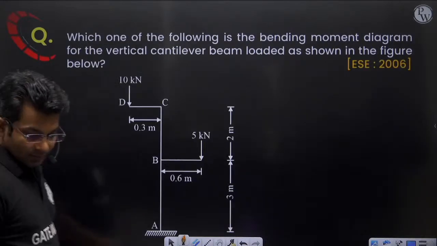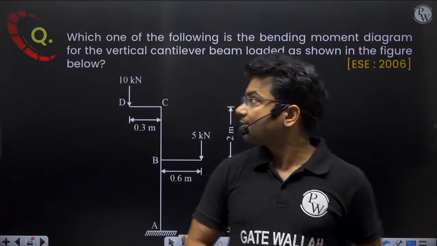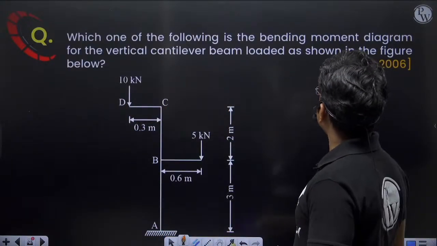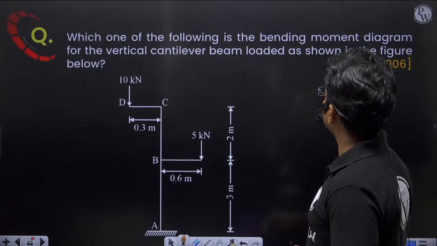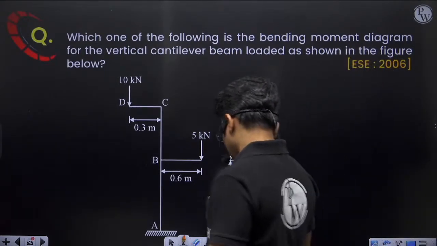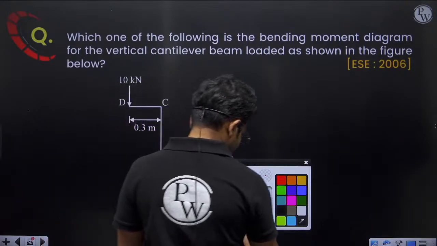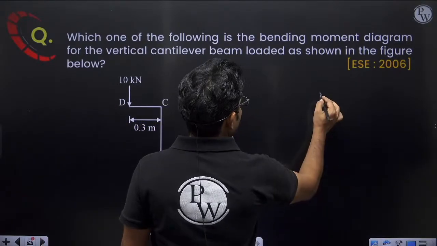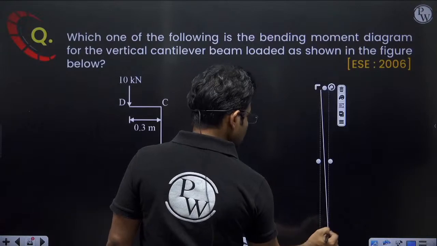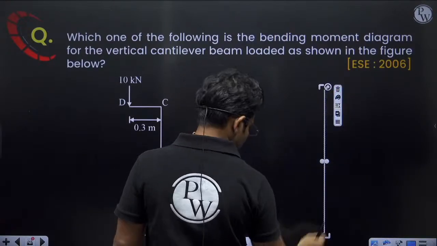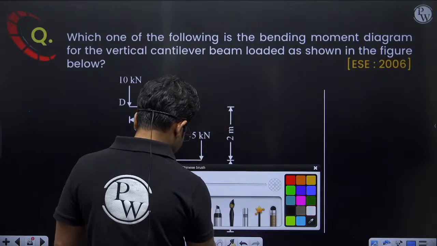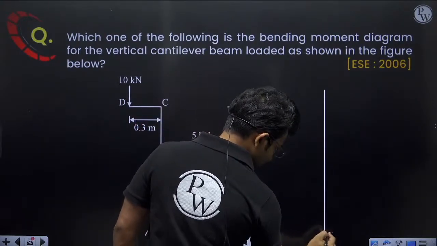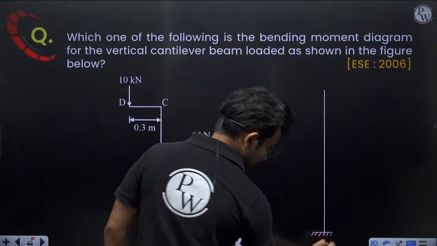Next question. Which one of the following is the bending moment diagram for the vertical cantilever beam loaded as shown in the figure below? So this is the cantilever beam, cantilever column, this cantilever column.